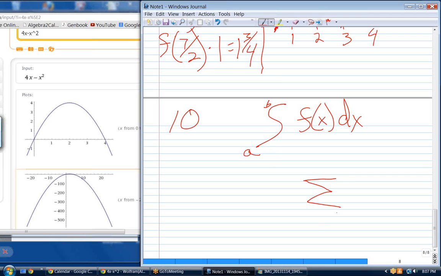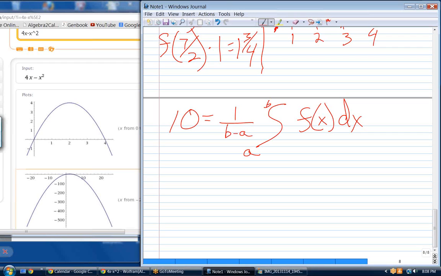And that's where the integral sign comes from, they've just smoothed it out. The Greeks use sigma, and I don't know who first used the integral sign. But we're saying 10 is the average value? Well, no, they're saying that the average value is 10.